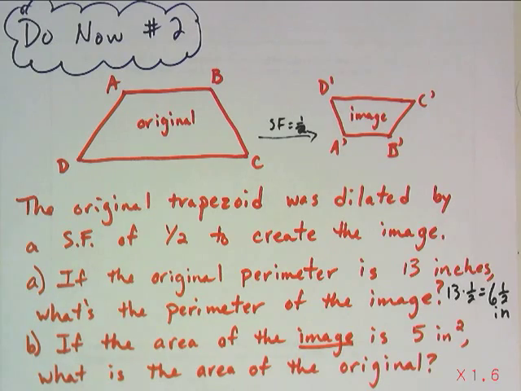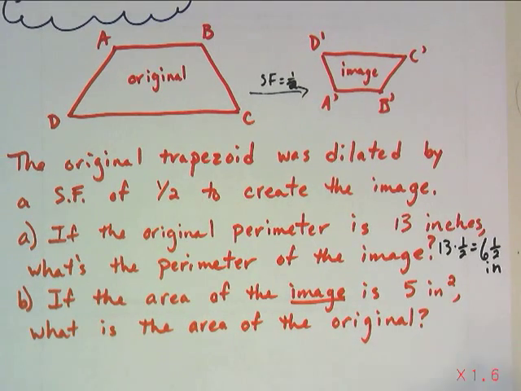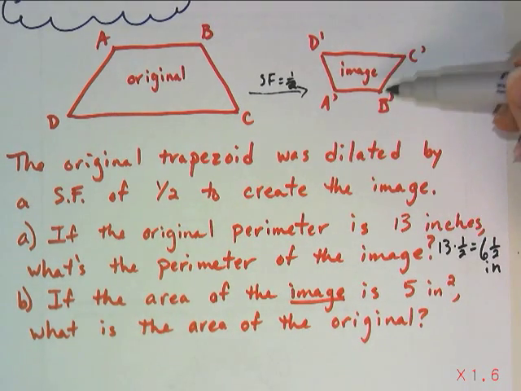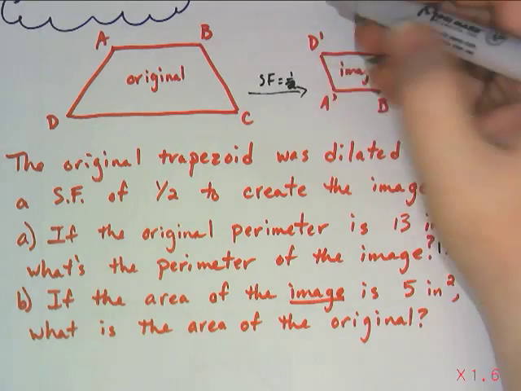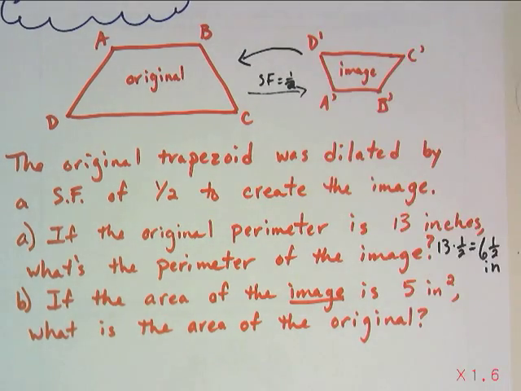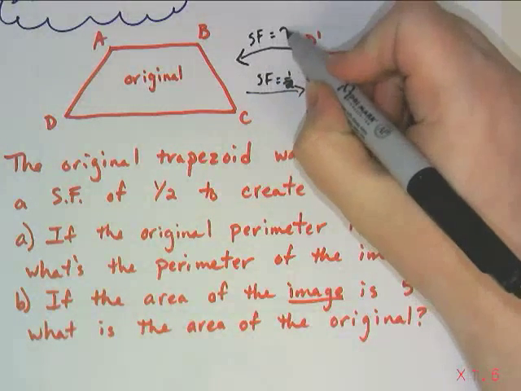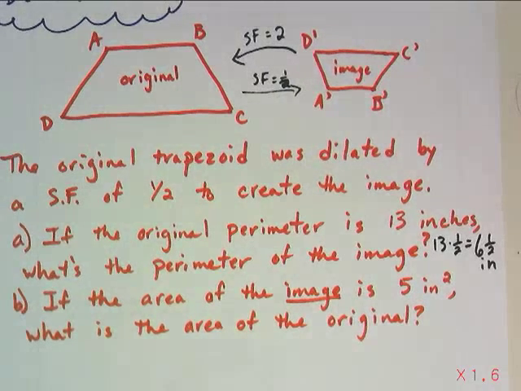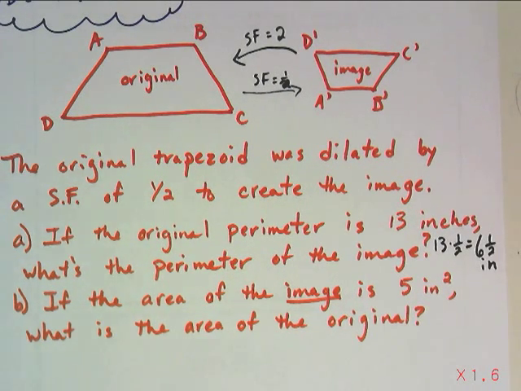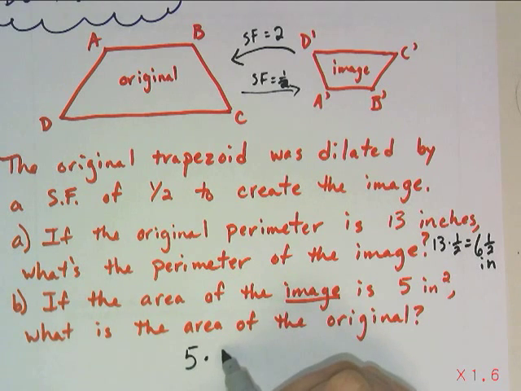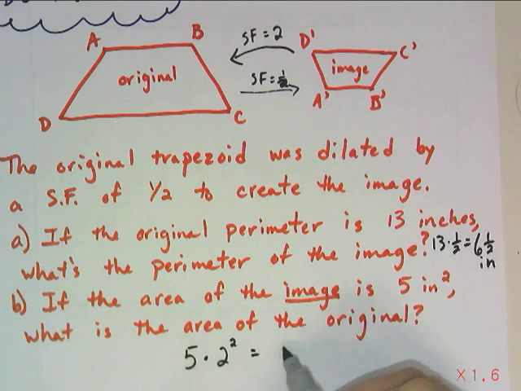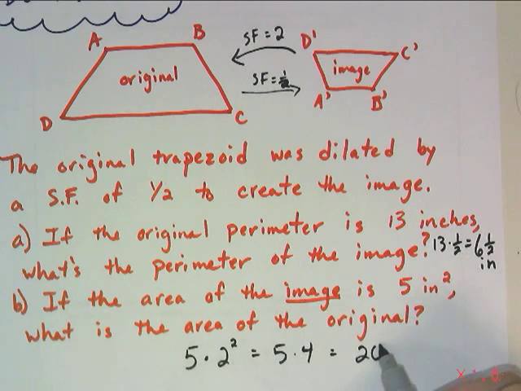That's pretty simple, but letter B gets a little bit trickier. This time we're starting with the image, and I'm telling you that the area of this image is 5 square inches. Now I want to go back to find the area of the original. That means I need to find the scale factor going in reverse. It's going to be the reciprocal of the given scale factor. So the scale factor going in reverse is going to be 2. Even more than that, I need to remember that area is multiplied by scale factor squared. So that image area of 5 square inches multiplied by the scale factor squared tells me that the area of the original is 20 square inches.